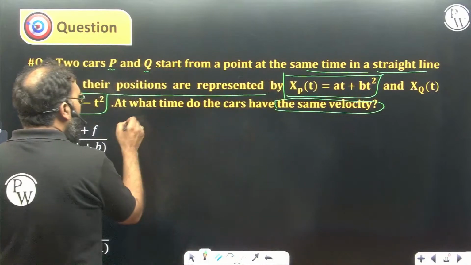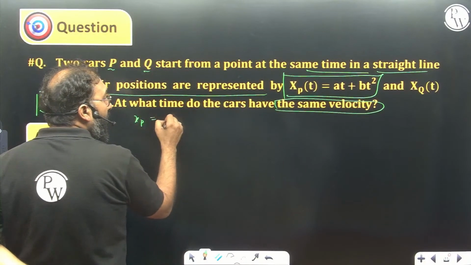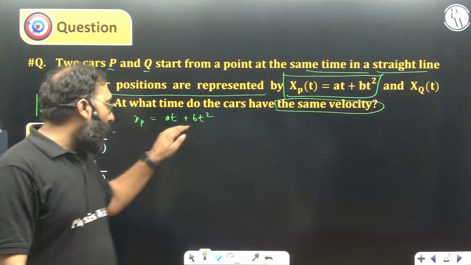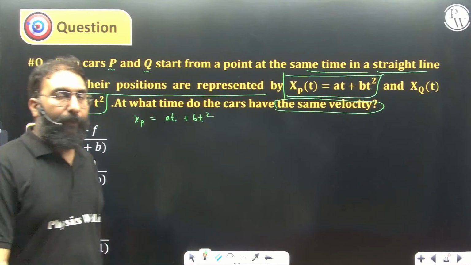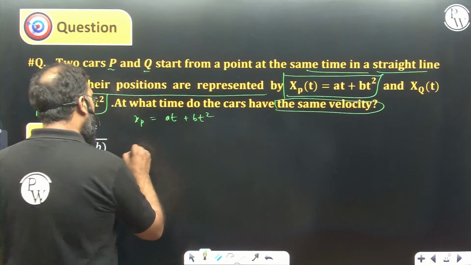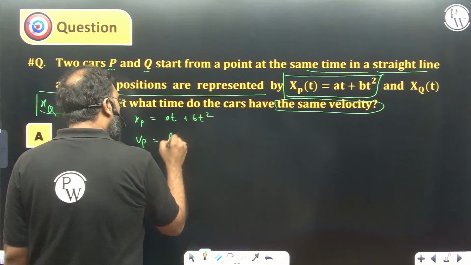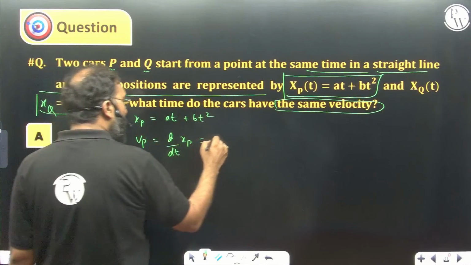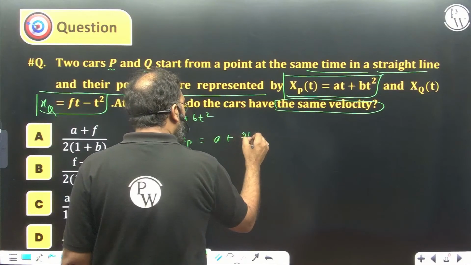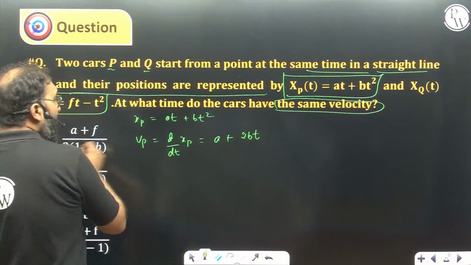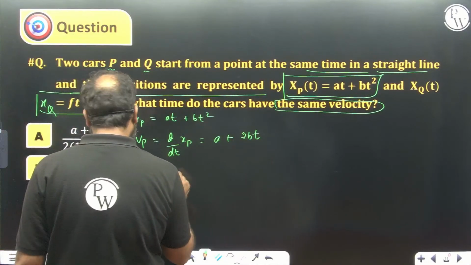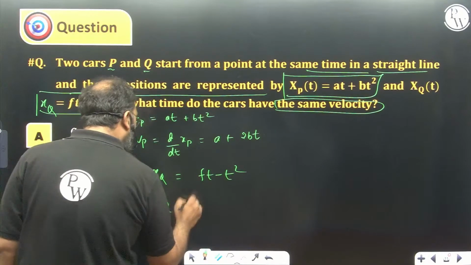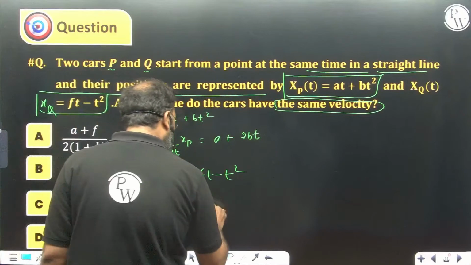So they have given us xp equals at plus bt square. From the displacement or the position function, can we calculate the velocity? Yes, definitely. So velocity of P is d by dt of xp. I have to differentiate this function, so it is a plus 2bt. Similarly, the displacement of Q is given as ft minus t square. So velocity of Q is the differentiation of this function, so this is f minus 2t.